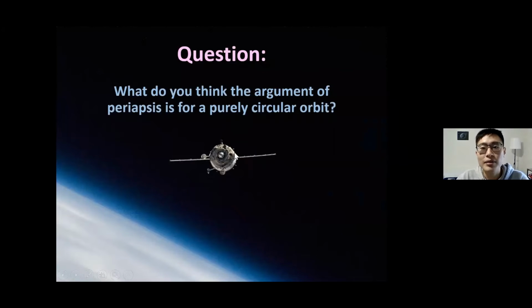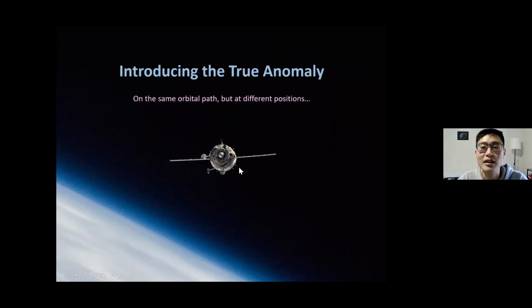And so, what do you think the argument of periapsis is for a purely circular orbit? Okay, we've kind of talked about this. Okay, we're going to introduce the true anomaly. This is the final thing that defines the position of your satellite. So we've looked at the shape. We've looked at the size. We've defined the shape based on that size. And then we've done the tilts, right? We've done the inclination tilts, periapsis tilts, and the right ascension of the ascending node tilts.